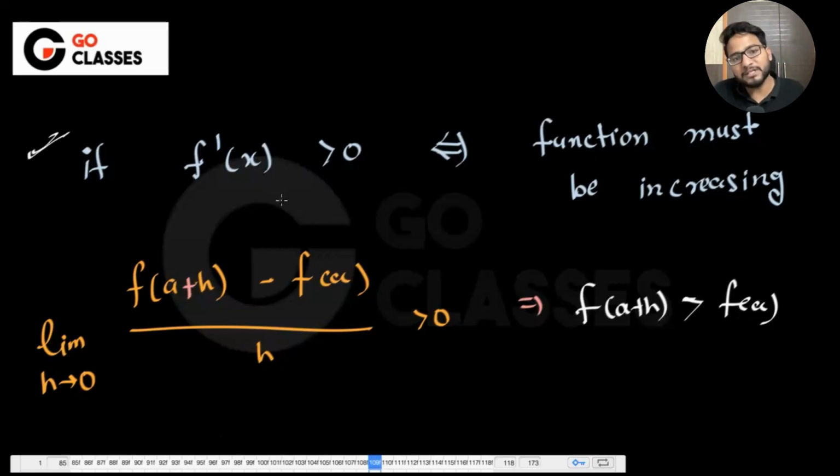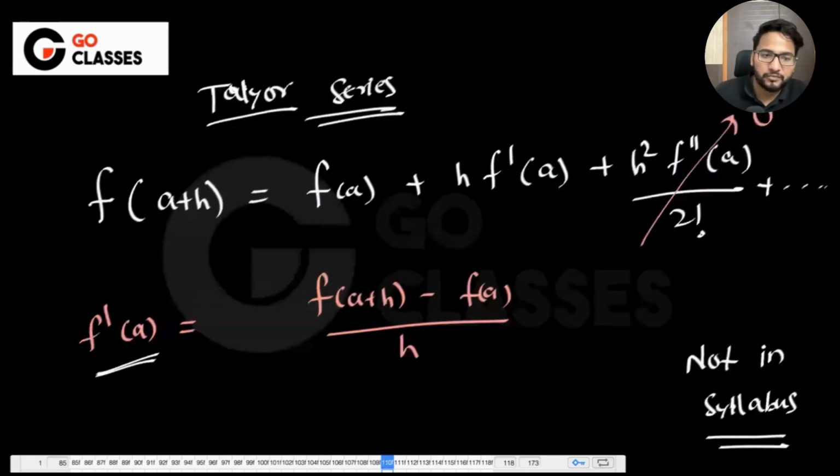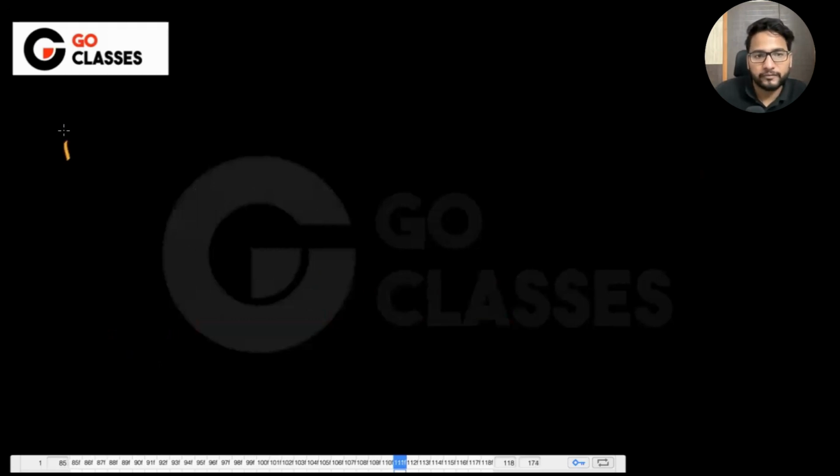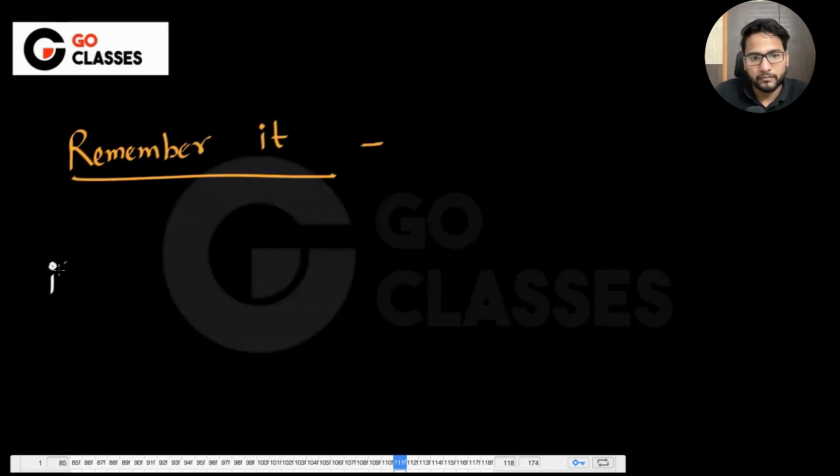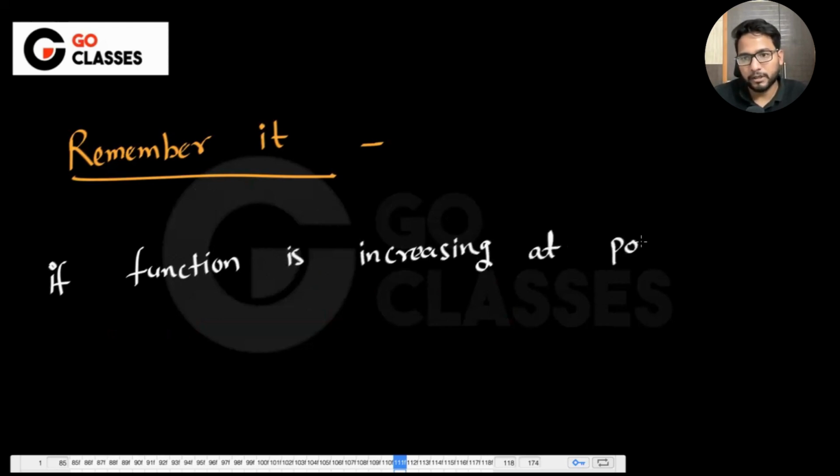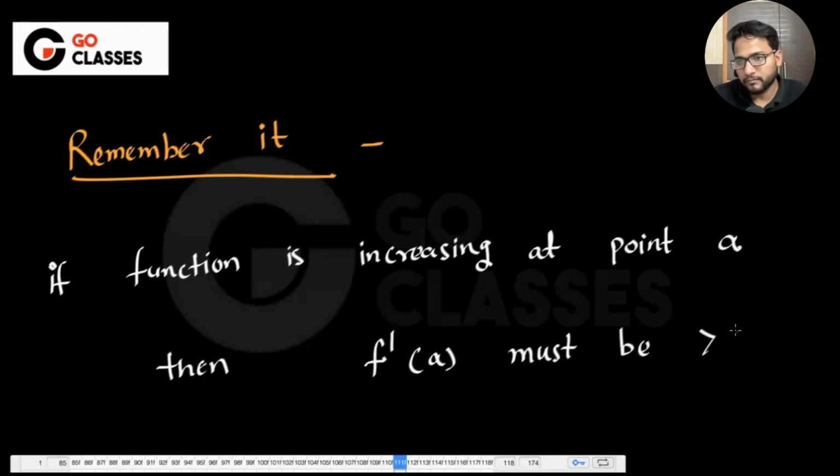So I will say the function is increasing at some point A, then it means that at that point, the f dash is greater than zero. Okay, so you can write in some way, let me just write, remember it. Actually, you have to remember it. We have seen the intuitive idea, but just remember it, okay? Function is increasing at point A. Okay, so I hope that is clear to everyone.